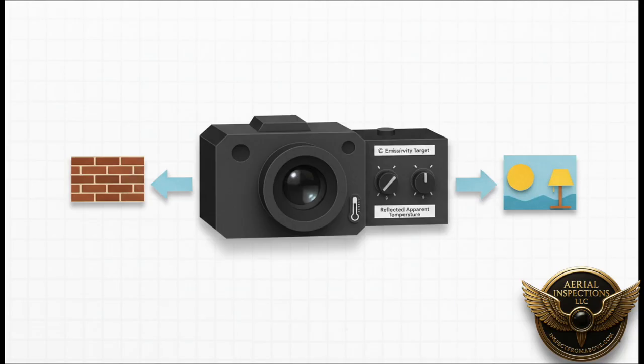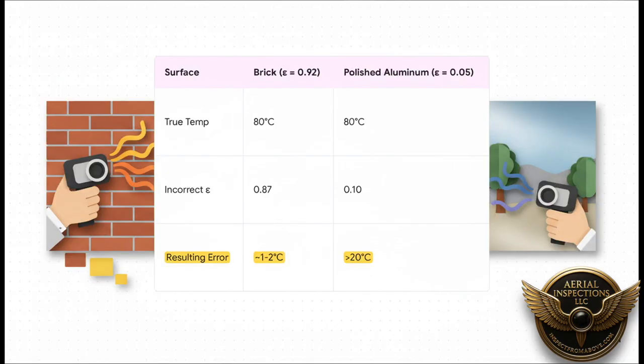Is it brick? Is it skin? Is it polished steel? They're all different. And second, you have to tell it the temperature of the surroundings that are being reflected. We call this the reflected apparent temperature. If you don't give the camera these two numbers, it's just making a wild guess.